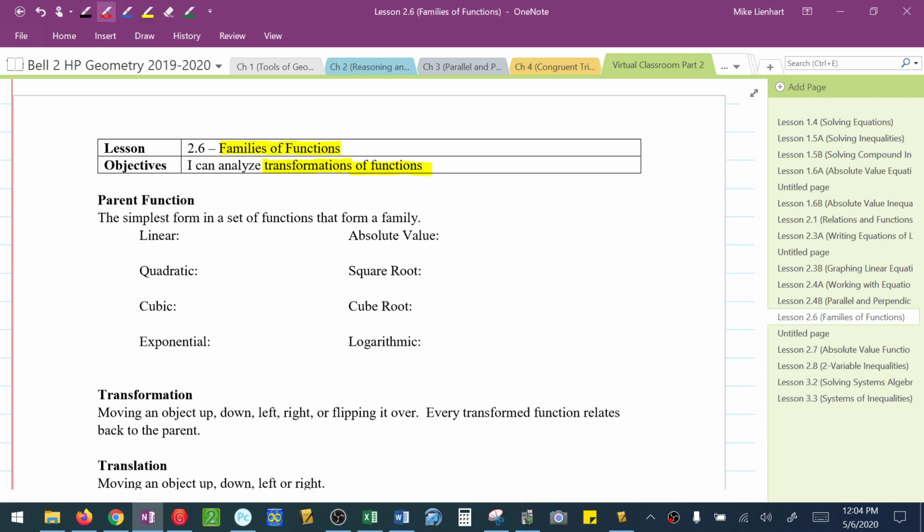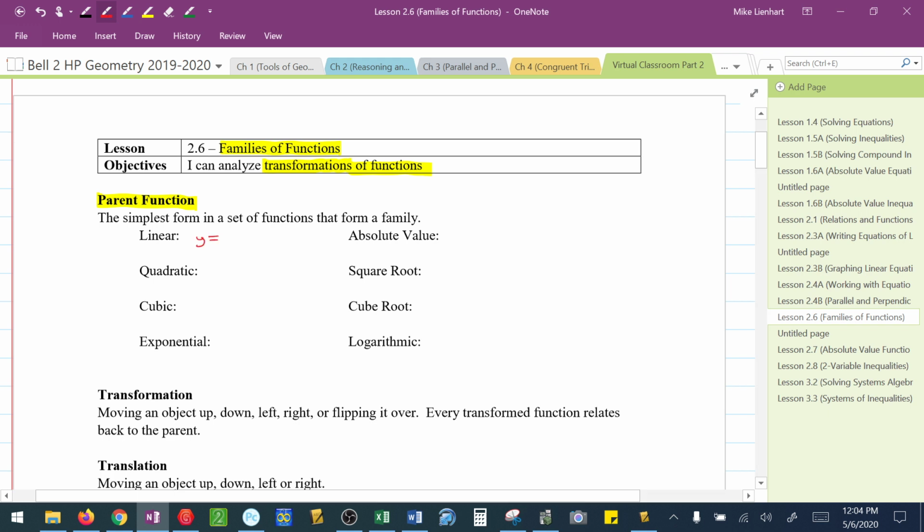So what I'm going to first identify here are what are known as parent functions. Every function that we're going to study in Algebra 2 can be traced back to a parent function. For example, the parent for a linear function is y equals x. For an absolute value function, it's y equals the absolute value of x. A quadratic is degree 2, so it would be y equals x squared. A square root, y equals the square root of x. These again are all what we're going to refer to as parents in Algebra 2.